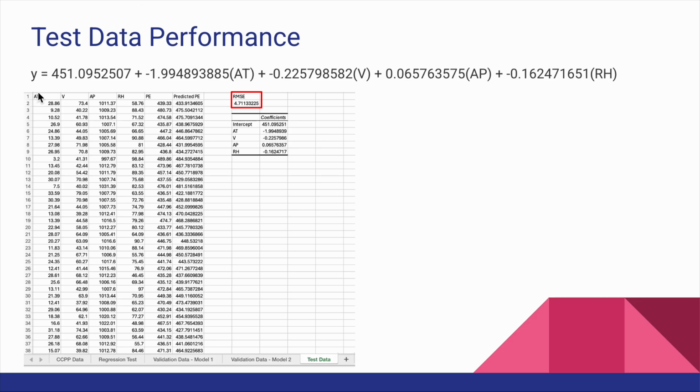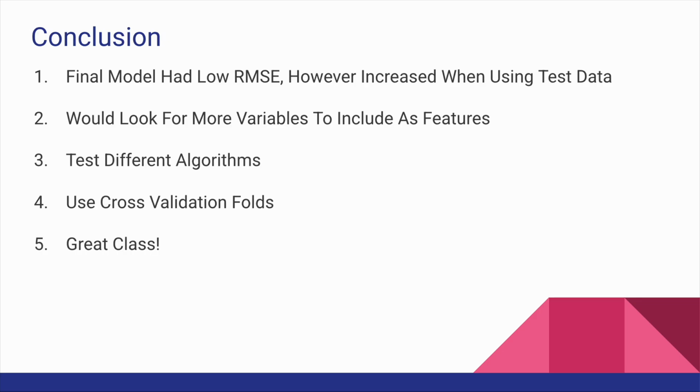So I used the model, which you can see listed above, using the coefficients that were supplied and then put into a simple linear regression formula. And I used that to test on the test data. And you can see here that resulted in a root mean square error of 4.71. So in conclusion, the final model had a low root mean square error. However, it did increase when using the test data.